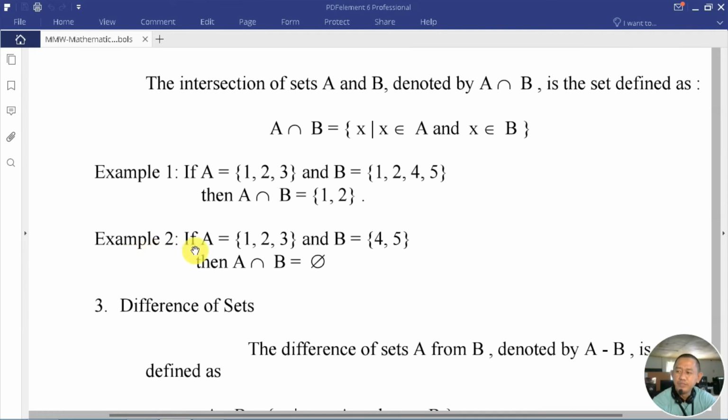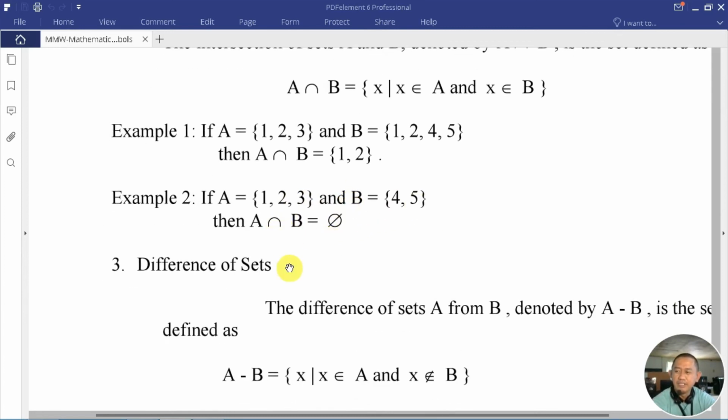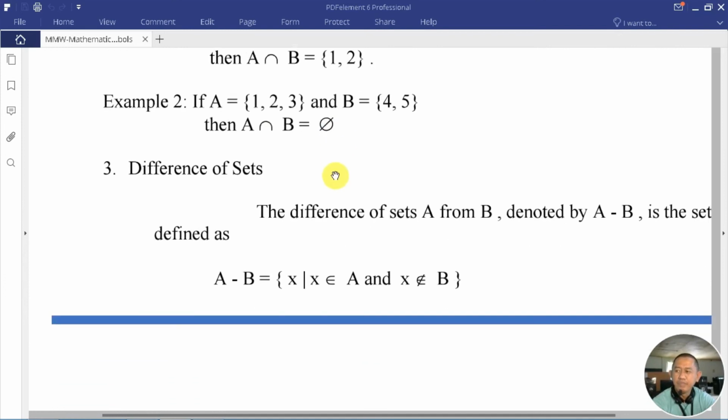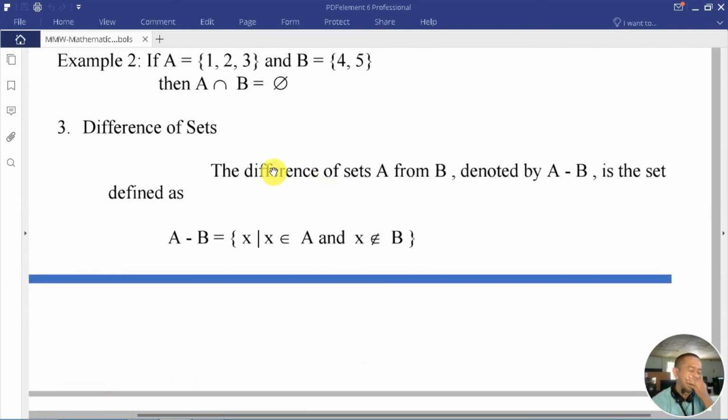In example number 2, we have set A as 1, 2, 3 and set B as 4, 5. So there is no intersection. You're looking for the intersection, so it's a null or empty set. The answer is empty, since there is no common element.